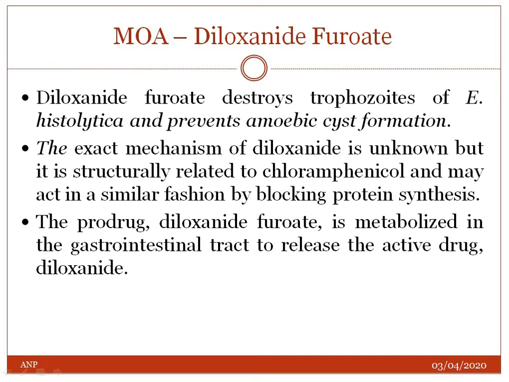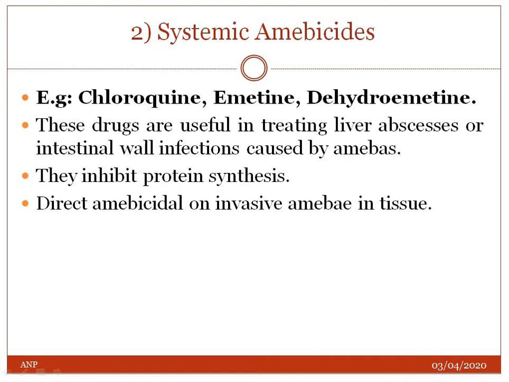The prodrug diloxanide furoate is metabolized in the gastrointestinal tract to release the active drug diloxanide. Second class: systemic amebicides, for example chloroquine, emetine and dehydroemetine. These drugs are useful in treating liver abscess or intestinal wall infections caused by the amoebas. They inhibit protein synthesis.